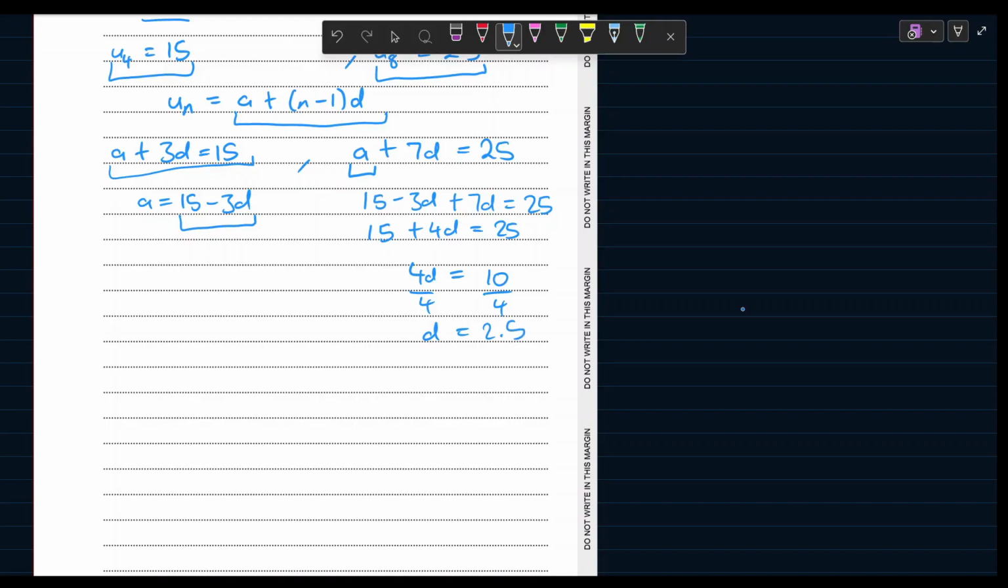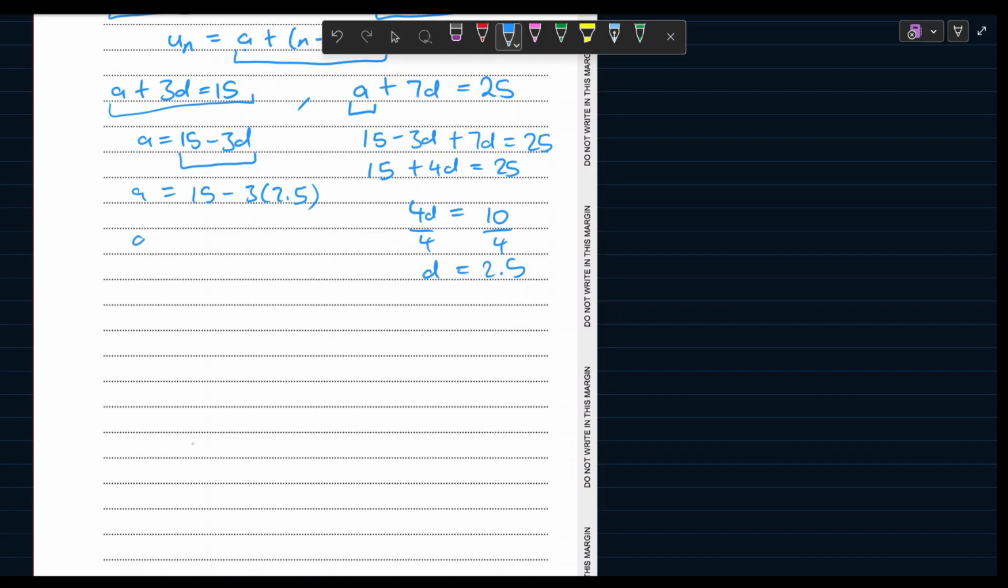And to find a, we can substitute into this equation. So a is 15 minus 3 times 2.5. Punch that into the calculator. So that's 15 minus 3 times 2.5, and that gives us 7.5.